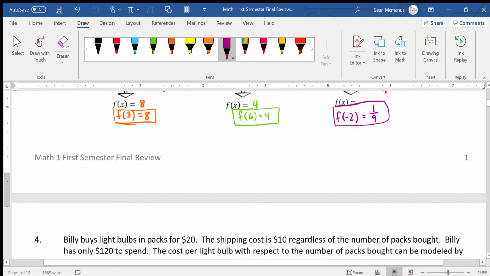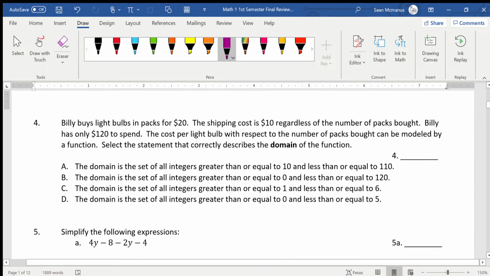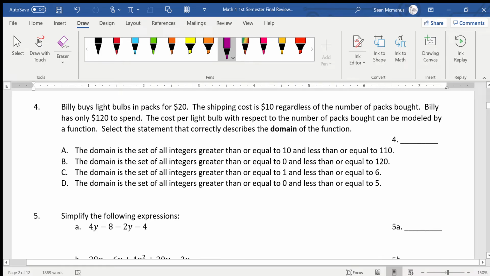All right, so we're going to go on to the next page. Probably try and do 2 pages here per video. Billy buys light bulbs in packs for $20. The shipping cost is $10 regardless of the number of packs bought. Billy only has $120 to spend. The cost of the light bulb with respect to the number of packs can be modeled by a function. Select the statement that correctly describes the domain.